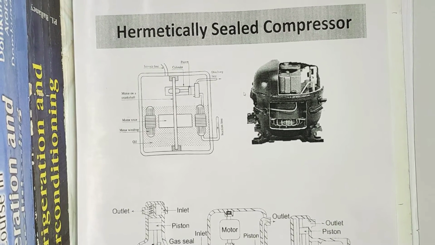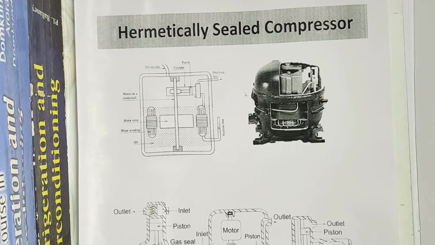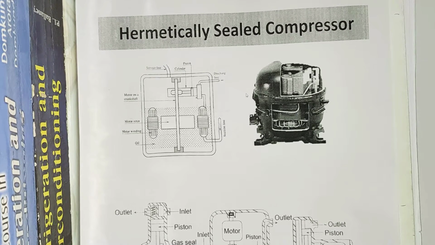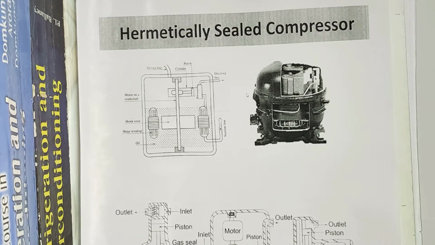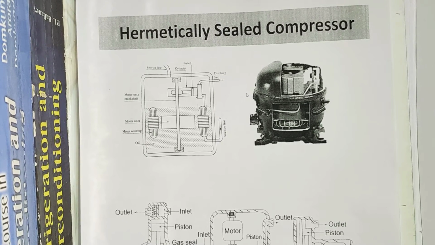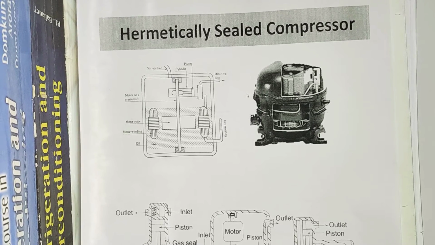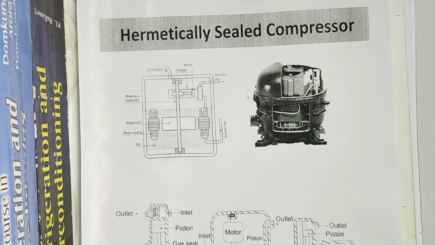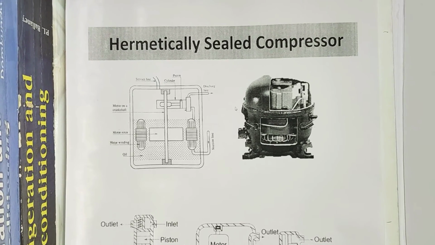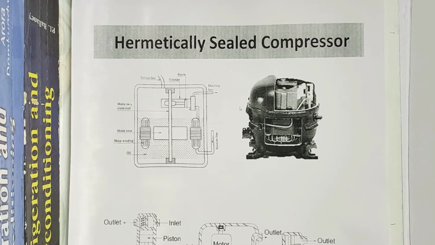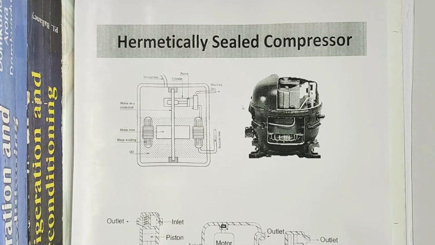And today we are going to discuss some special types of compressor. One is known as the hermetically sealed compressor. Another is called the semi-hermetic compressor, then the open type compressor, and some detailed discussions on different types of rotary compressor. So first I will start our discussions from the hermetically sealed compressor.